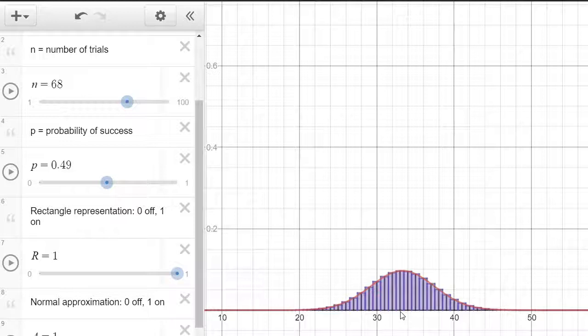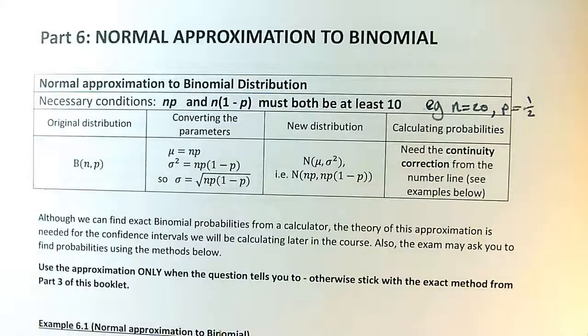When we come to do an example, I'll show you how this works. It's called the continuity correction, and there's a really easy way of setting it up as long as you draw the diagrams that I've asked you to in the past. So let's go back to our booklet.